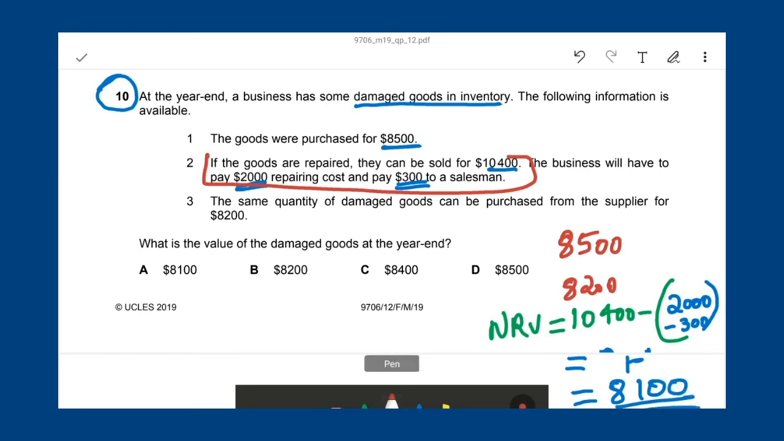So here the net realizable value is 8,100, but the costs are more than the net realizable value. Inventory is always valued at the lower cost, whichever is less. Here the net realizable value is less. So the correct answer is 8,100.